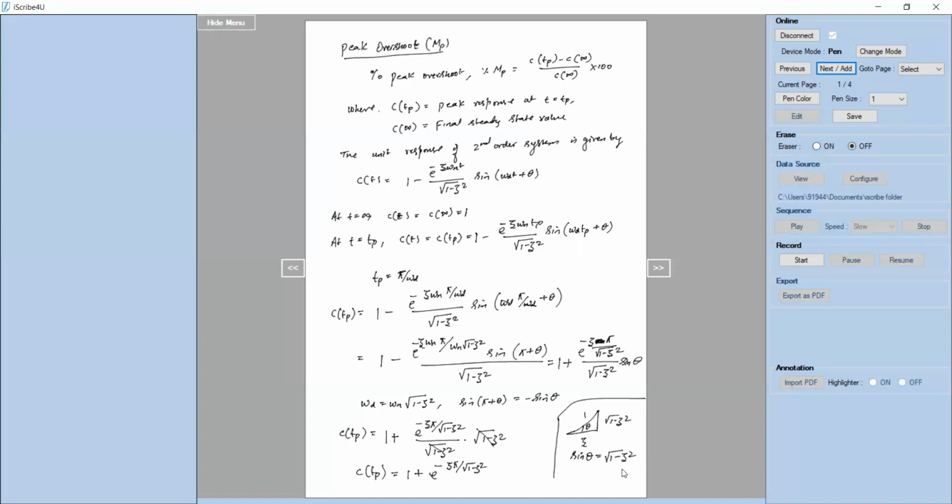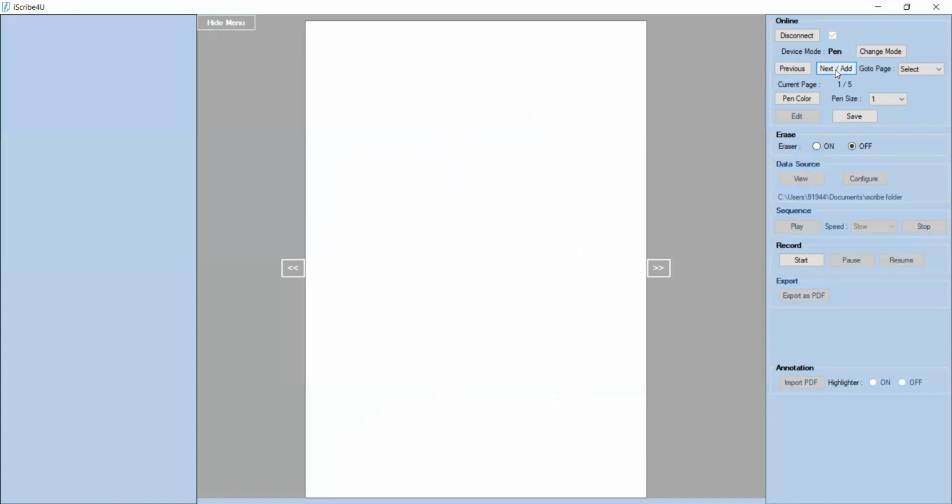Okay. So now what I do is I just go to the definition and I substitute this. Okay. So C of Tp, I have the value. Okay. So here I have written the definition. To this definition, I'll be substituting C of Tp and C of infinity. Okay. So let us do that.